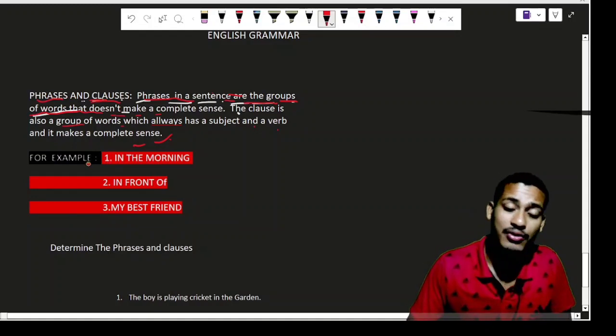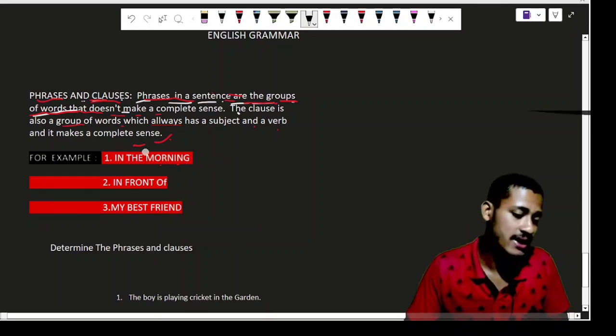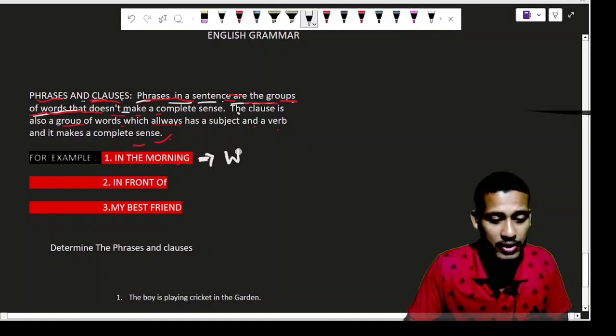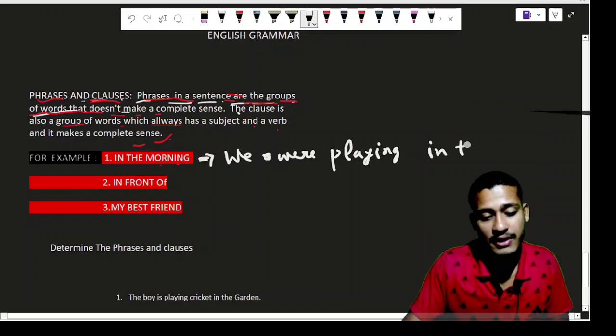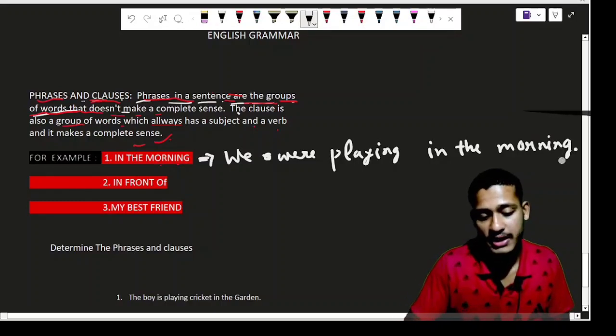For example, we have written here some examples of phrases. In the morning, this is a phrase. Now I am going to write a sentence using this phrase. We were playing in the morning.